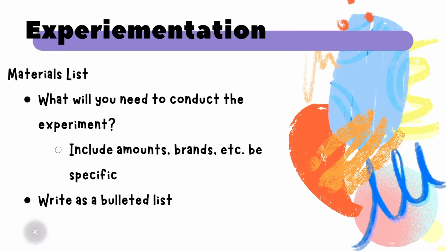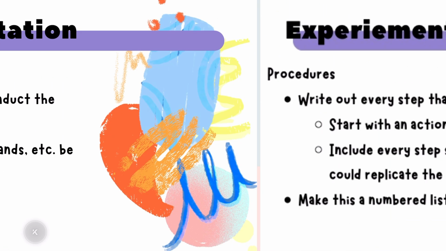Whenever I am designing an experiment, I want to write down a materials list, which is what am I going to need to conduct the experiment? I have to include amounts. I have to include brands. I want to be specific. And I write this as a bulleted list. Think about a recipe. You don't just put eggs. You have to give how many eggs. Are they small eggs, large eggs, jumbo eggs, duck eggs, quail eggs? You have to be specific. Otherwise, it's not replicable. It's not repeatable. Somebody can't look at it and do the same thing that you did precisely and accurately over again.